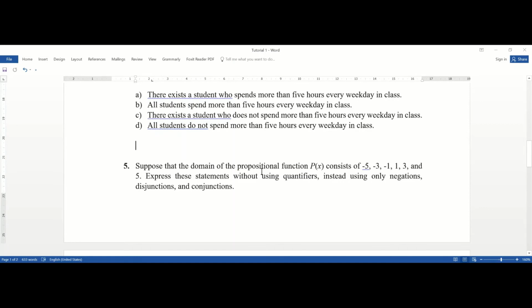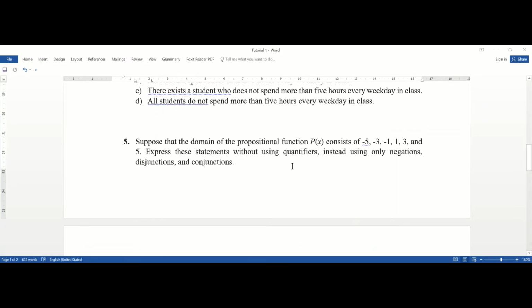Suppose that the domain of the propositional function given here, P(x), consists of -5, -3, -1, 1, 3, and 5. Some integer numbers. This is the propositional function, or predicate if you like, if you place some conditions here. Express these statements without using quantifiers. Now we don't want to use quantifiers. Instead, using only negations, disjunctions, and conjunctions. So we can use negation, or, and, and that's the way we're supposed to compose the statements.